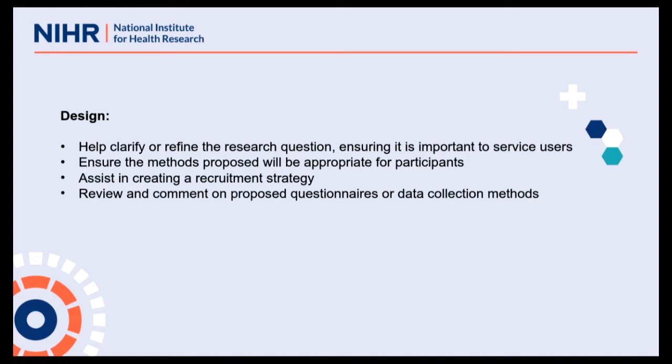Again, it will be different based on different projects, but it can include things like helping to clarify the research question, ensuring the methods used are appropriate, assisting on a recruitment strategy, reviewing and commenting on proposed data collection methods or questionnaires. So with questionnaires, should you not be using a validated questionnaire, your public involvement representatives might help you consider the content of that, for example.